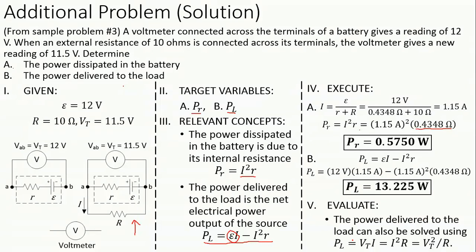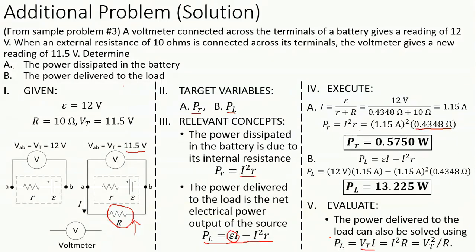In this sample problem, the power delivered to the load, letter B, can also be solved in different ways. First, looking at the load side, the power delivered to the load is equal to the terminal voltage, 11.5 volts, multiplied by I, or 1.15 amperes. It is also equal to the current squared times the external resistance, since the net electrical power output of the source will be supplied to the external resistance.